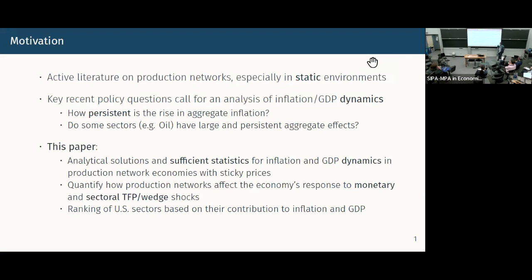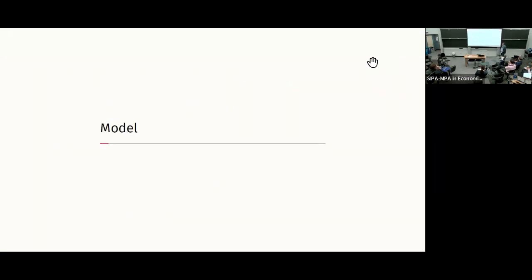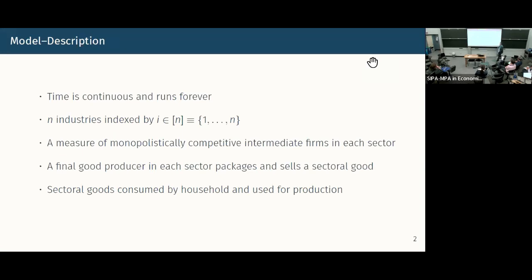Okay. And then we're going to quantify how production networks affect the response of the economy's macro variables to monetary and sectoral TFP shocks. And then we're going to give a ranking of US sectors based on their contribution to inflation and GDP. Okay, so I'm going to skip the literature review and just jump into the model to give you a sense of what we're doing.